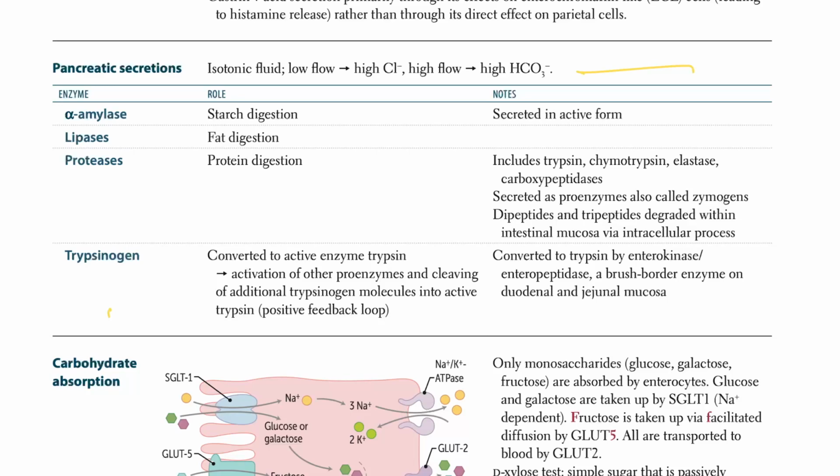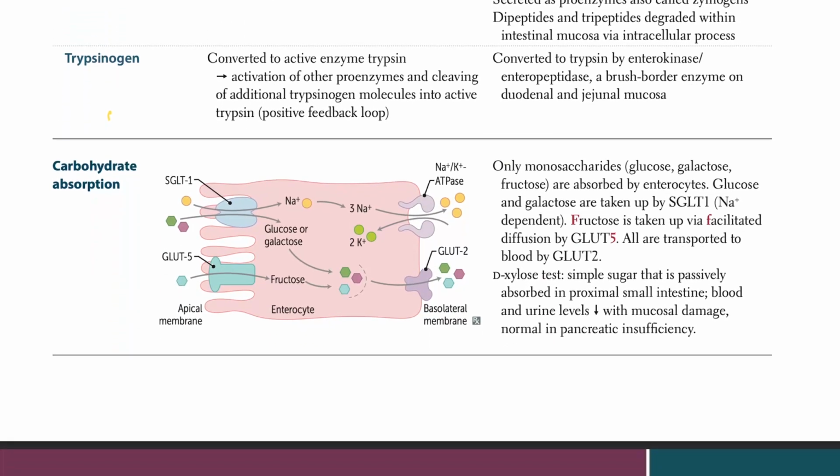Yeah, so let's talk about carbohydrate absorption. Well, the carbs, only the monosaccharides, glucose, galactose, and fructose, are absorbed by enterocytes. Glucose and galactose can be taken up by SGLT1. The sodium-independent fructose is taken up by facilitated diffusion by GLUT5, 5 for fructose. Okay. All are transported to the blood by GLUT2.